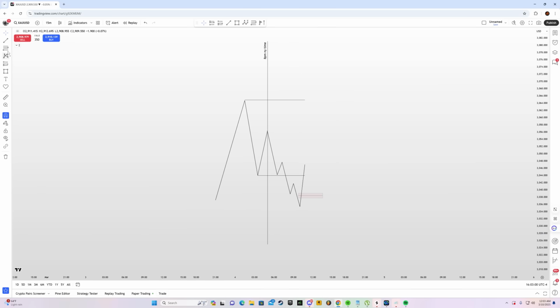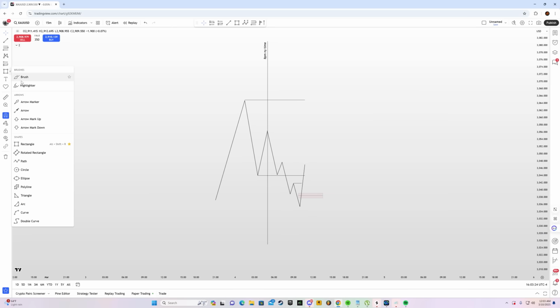Now, the fair value gap must form before the market structure shift. It cannot form above the market structure shift. So right here, where you can see we got a market structure shift, it should not form here, because we are not going to use that fair value gap for our entry. It must form below the market structure shift level. I hope that makes sense.